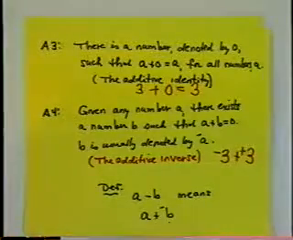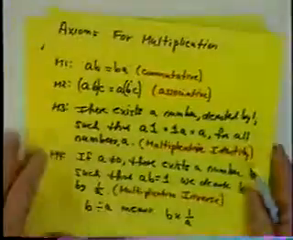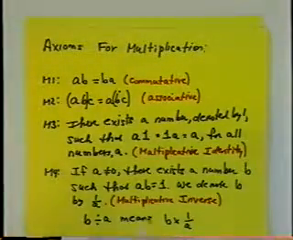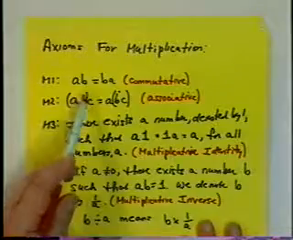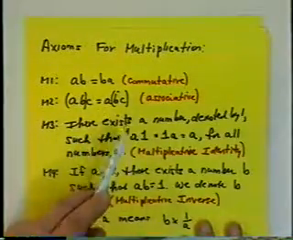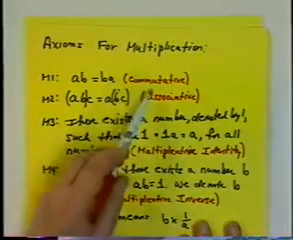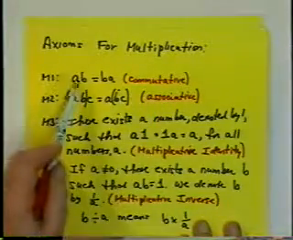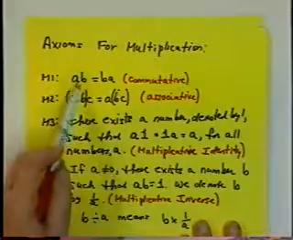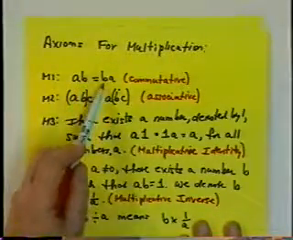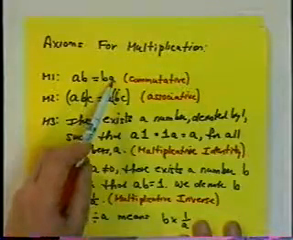Okay? Now, similarly, there are going to be rules for multiplication. The axioms for multiplication are pretty much the same as the axioms for addition, only with one or two minor changes. First of all, multiplication is also commutative. 3 times 4 equals 4 times 3. That's true all the time. In other words, the first number times the second number will always equal the second number times the first number.